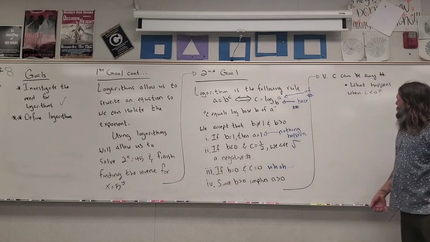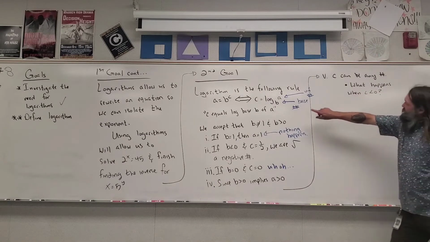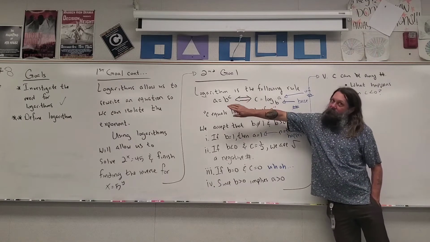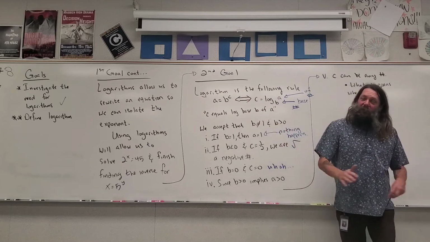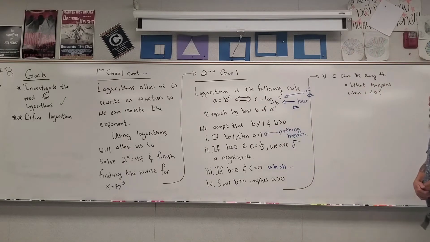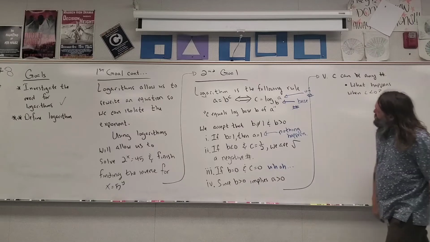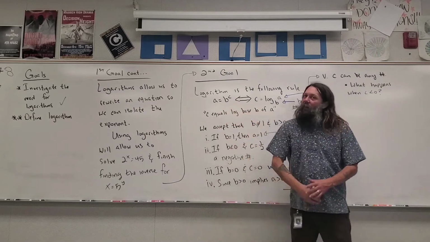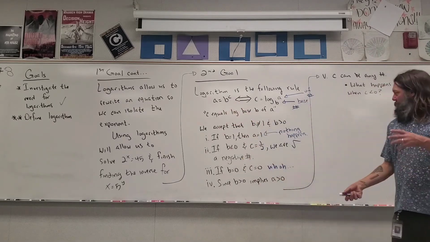All right, and number 5, the exponent can be any number. There's no restrictions on it. So remember, we just talked about what happens when an exponent is negative. What happens when C is less than 0, or is negative? What happens to the value of B, right? So that's something we need to think about.